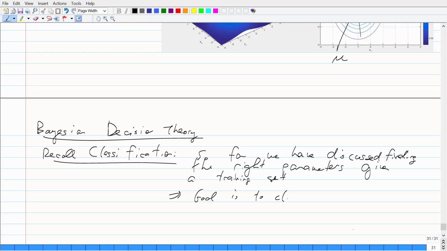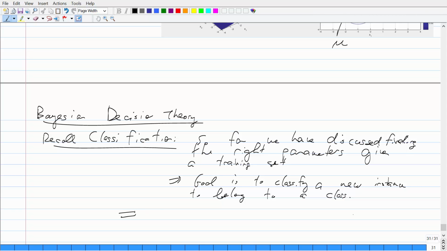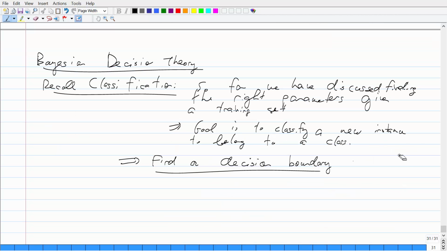and the goal is to classify a new instance to belong to a class. The objective of this was to find a decision boundary. The whole goal of logistic regression is to find that plane or that line that best separates one class from another if you were to plot it on a grid. So find a decision boundary.